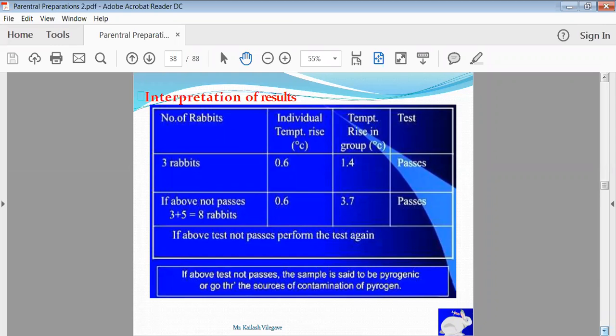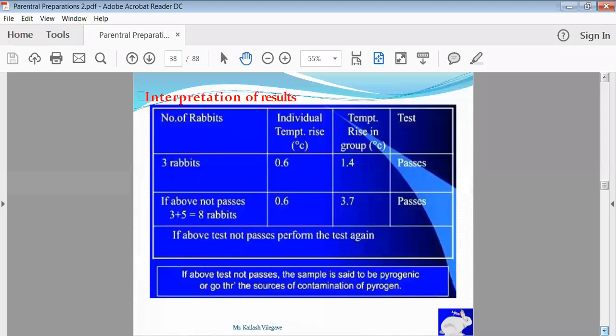Suppose it does not work, and we have found that some of the rabbits got an increase in temperature of 0.7 or 0.8 degrees centigrade. Then we can check by taking the group's temperature, and if we find that the average temperature increase of those 6 rabbits is not more than 1.4 degrees centigrade, then we can say that the test has passed and no pyrogen is present.